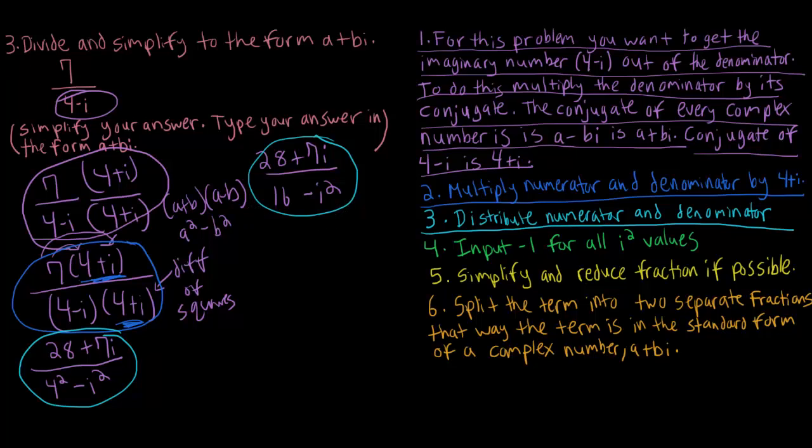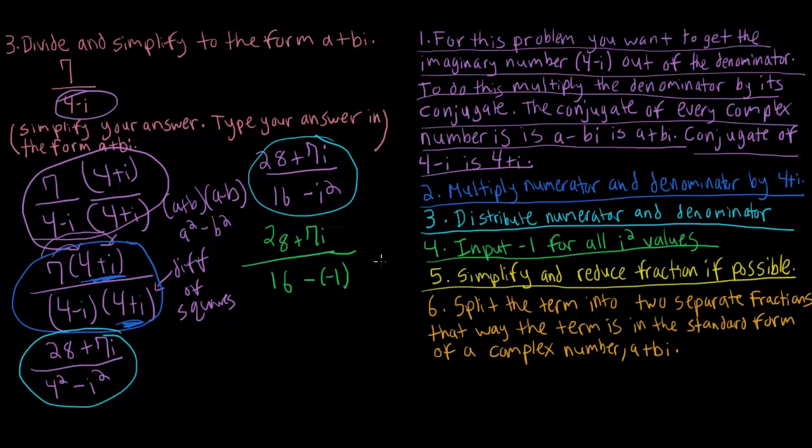So next, step 4 is to input -1 for all i squared values. So you have 28 plus 7i over 16 minus, input our -1 for i squared, so minus -1. And then step 5 is to simplify and reduce the fraction if possible. So we have 28 plus 7i over 16 minus -1 is plus 1, so 17, because 16 plus 1 is 17.